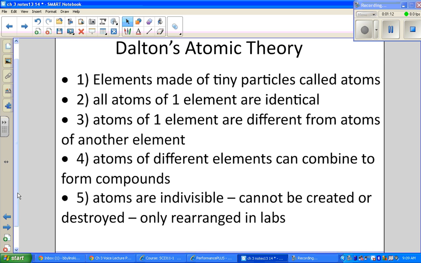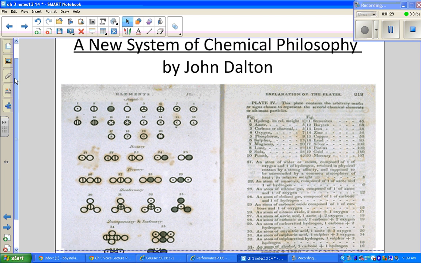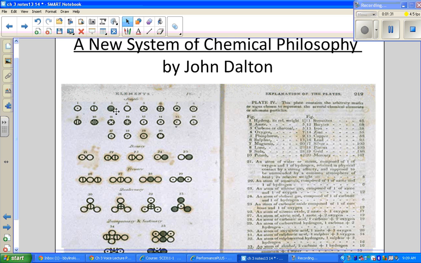Four, atoms of different elements can combine to form compounds like H2O for water. Five, atoms are indivisible, and that word means you cannot create or destroy something, so you can only rearrange atoms like we do in labs. Okay, and this is just a picture of the book that he wrote. You can see the original drawings right here. It's a lot of detail, but this is where he put his atomic theory.